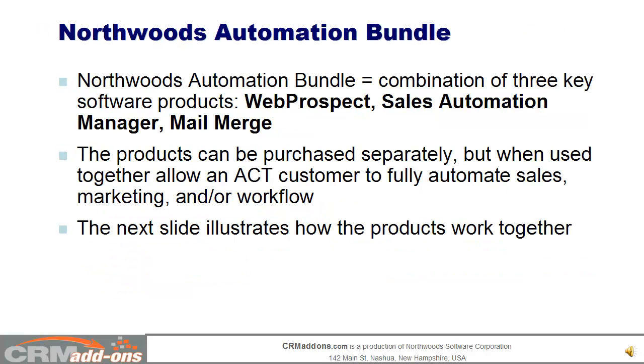Our CRM add-ons key product is the Northwoods Automation Bundle, consisting of Web Prospect, Sales Automation Manager, and Mail Merge. These products can be purchased separately, but when used together, allow an ACT customer to fully automate sales, marketing, or workflow. The next slides illustrate how the products work together.